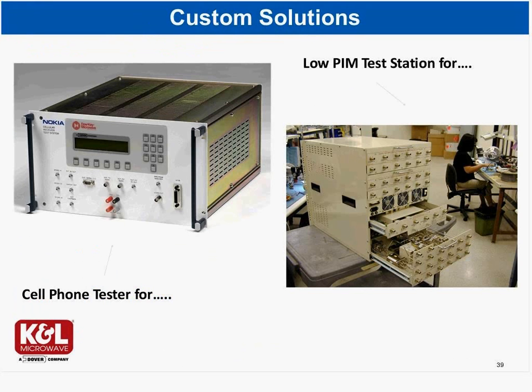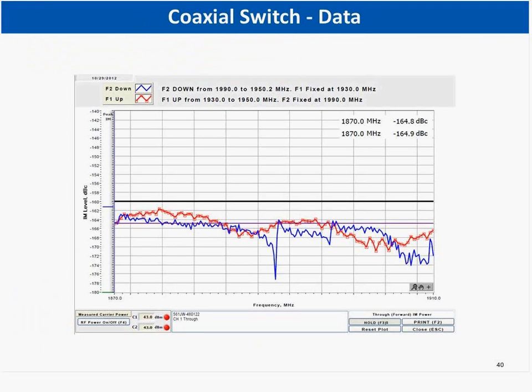More information can be found in this presentation or by contacting their facility. These are customized solutions, low PIM test solutions that we did, and combining their expertise and our expertise yields a very good product. This is coaxial switch PIM data, and as you can see, it's well below the 160 dBc line.